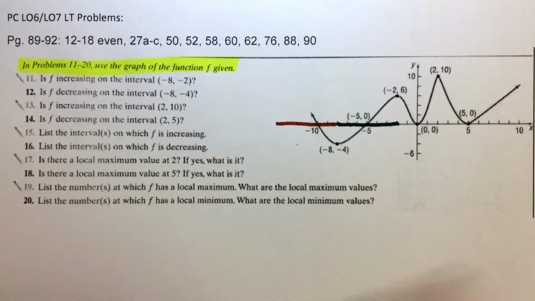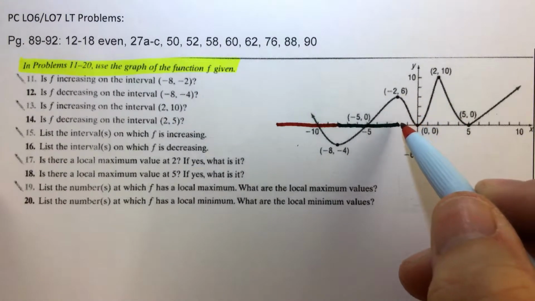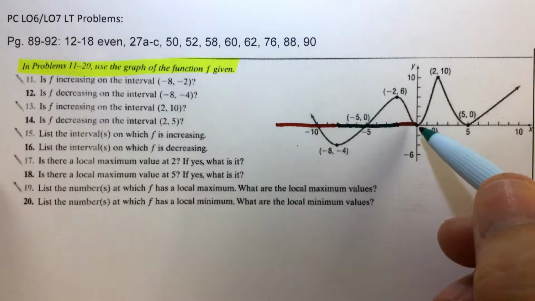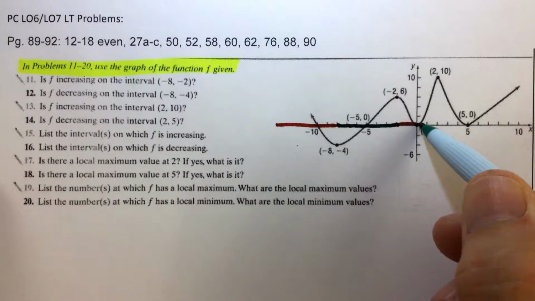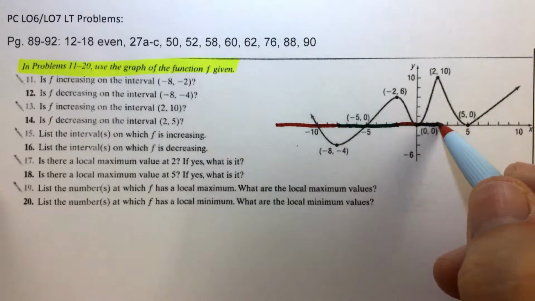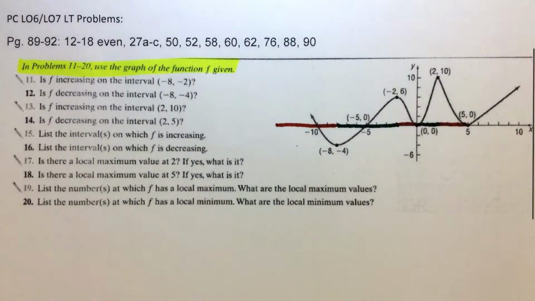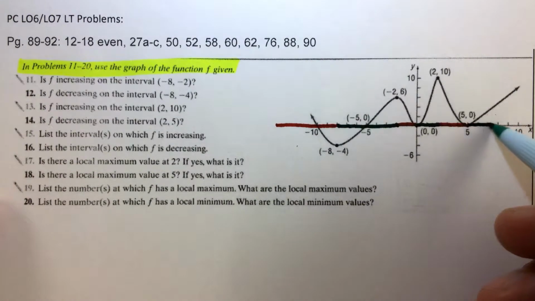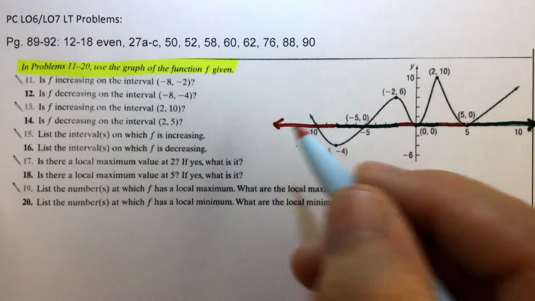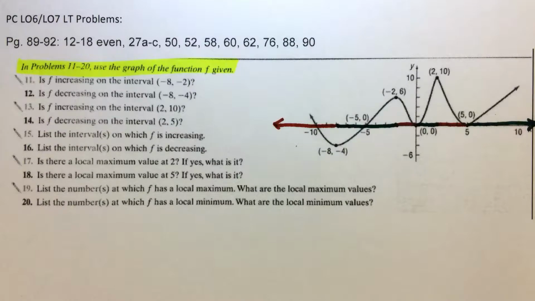And then as we continue on, we see from -2 to 0, the y values are getting lower, so we use red. From 0 to 2, the y values are getting higher. And then from 2 to 5, the y values are getting lower. And from 5 to infinity, the y values are getting bigger. So we use the colors red and green to represent the x values in which the y values are getting either higher or lower.